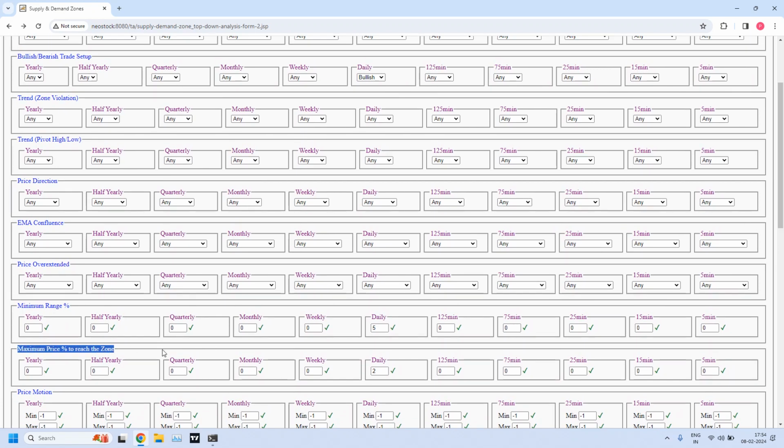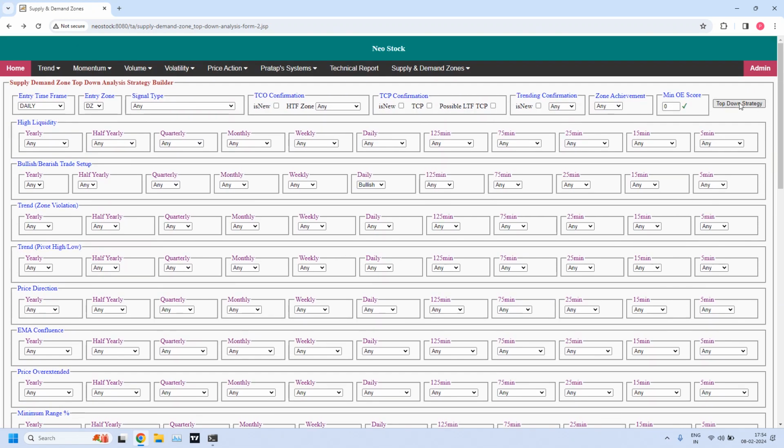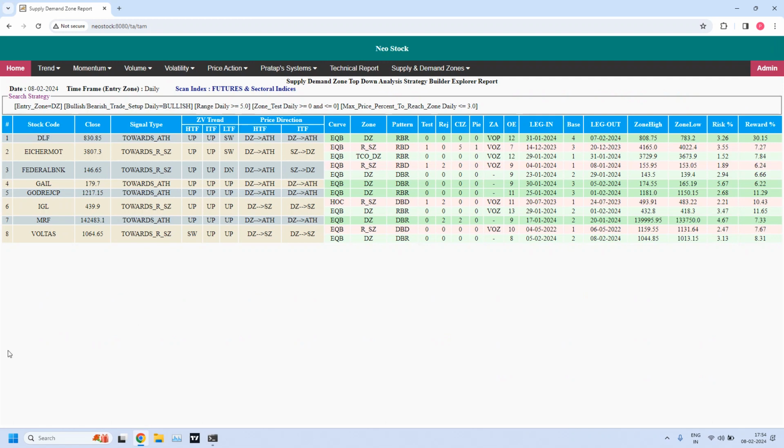So in this parameter, currently the value is there in the daily time frame, we will change it to 3. So 8 stocks are there within the 3%. If one of these stocks tomorrow reaches your demand zone, immediately we can catch that stock. We can go for a long trade.